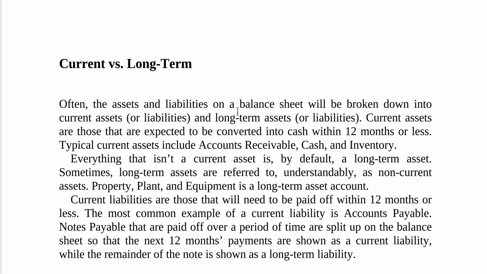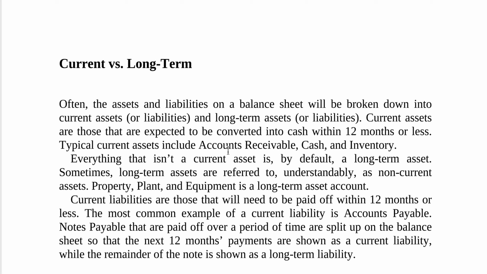Now coming to current versus long term. Often the assets and liabilities on a balance sheet will be broken down into two parts. One is current assets or current liabilities, and another one is non-current assets or non-current liabilities, that is long-term assets or long-term liabilities. Current assets are those that are expected to be converted into cash within 12 months or less. Current assets are those through which we are going to receive the money within 12 months or less. It is readily convertible into cash.